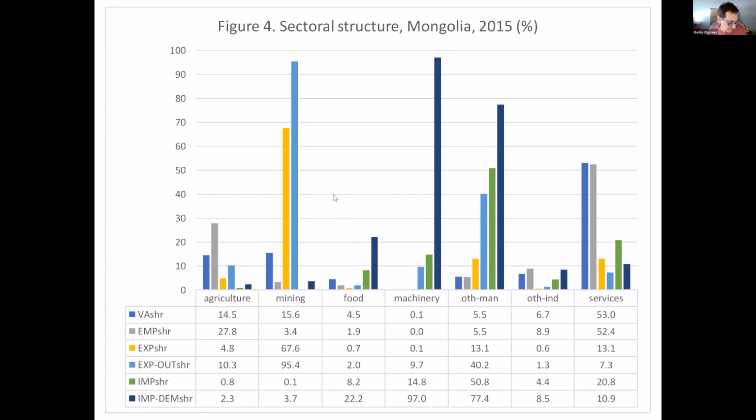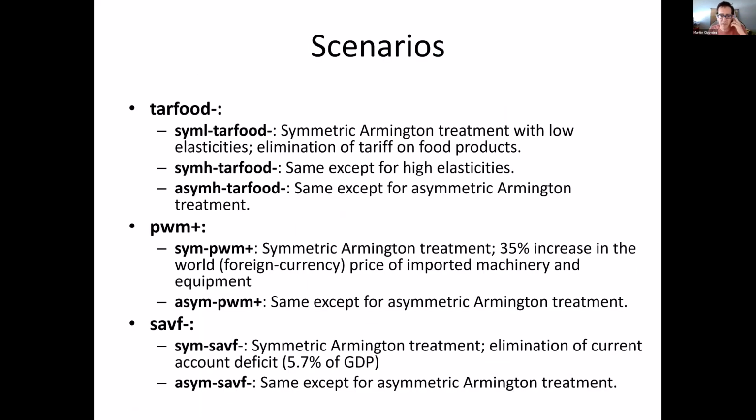Let me continue. We have 3 sets of scenarios. The last 2 are the ones in the paper; we have them here in an appendix. So I will be focusing on the new one, which is a scenario in which we decrease the tariff rate on food products. We run the same scenario with 3 different models. In the first one, we assume that the Armington treatment is the symmetric one, and all the elasticities are the low elasticities, so they are all equal to 0.9.